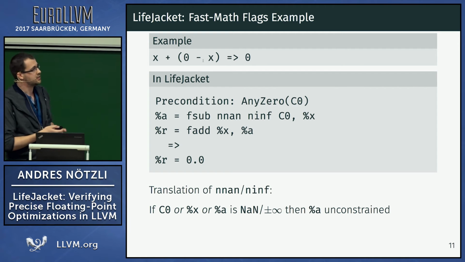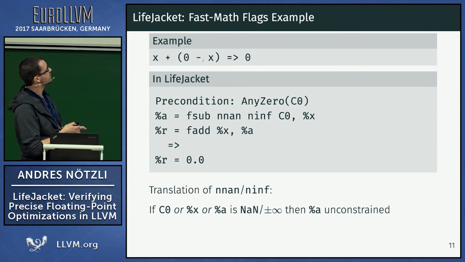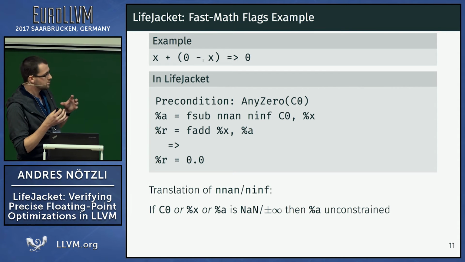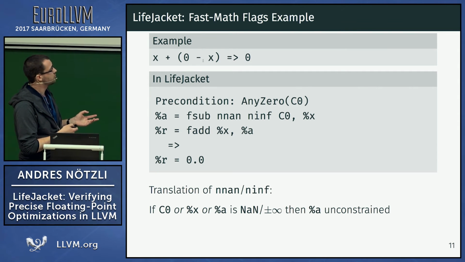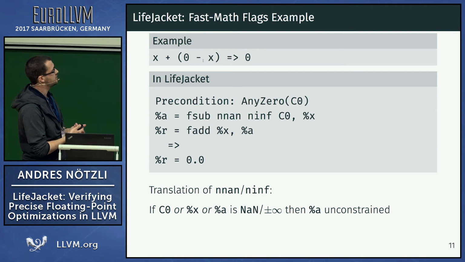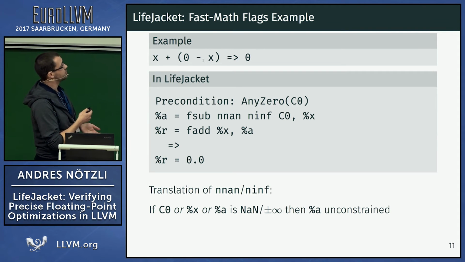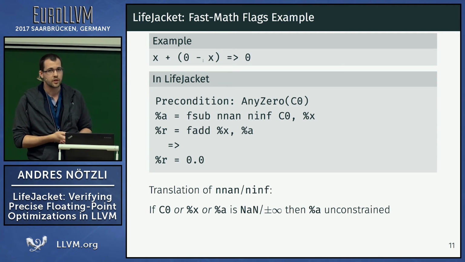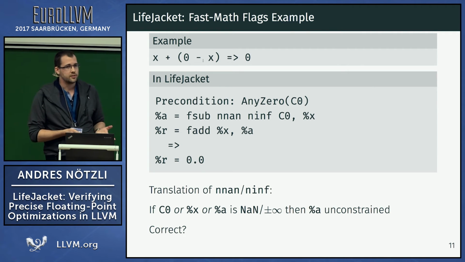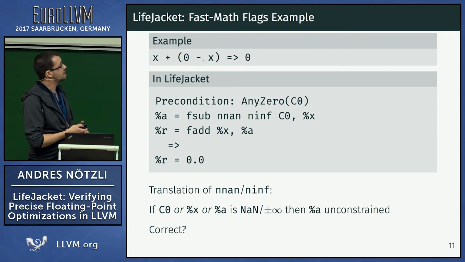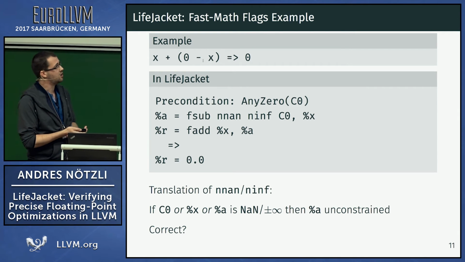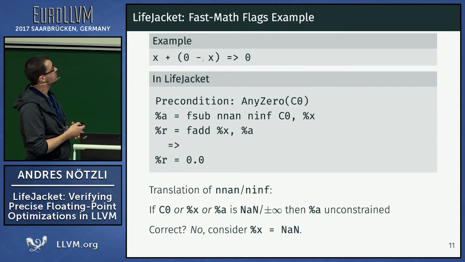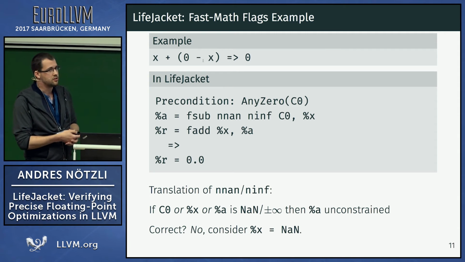Now, the way we translate this into an SMT query is that we add some additional restrictions, and we say that if any of the arguments or the result happens to be not a number or infinity, then the result here is unconstrained. Now, we can ask ourselves whether this optimization is correct. And even though we have those additional fastmath flags, it turns out that the optimization is not correct. And the reason for it is that x could be not a number.